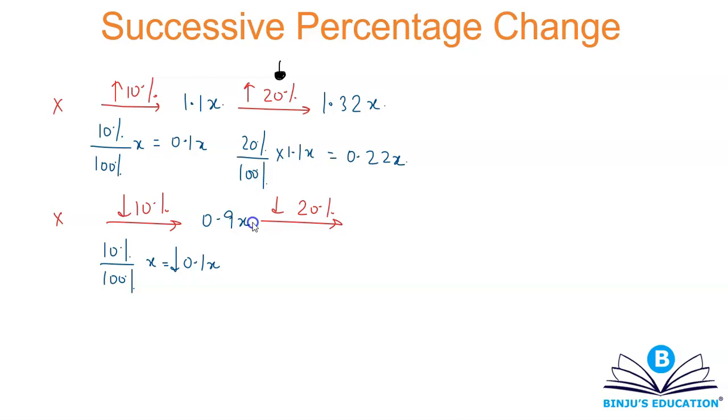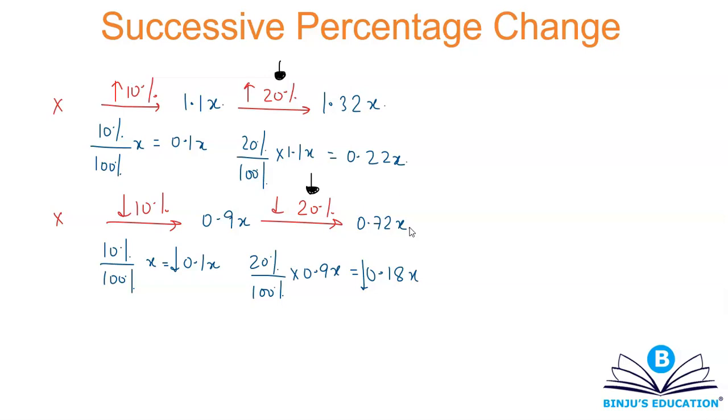Now this 20% decrement will be on 0.9x, it will not be on x. So if you are decreasing this by 20%, you are decreasing it by 20% by 100% into 0.9x, which is 0.18x. Sorry, 0.18x, not 1.8x, my mistake. So if you are decreasing 0.9x by 0.18x, then this will become 0.72x. And that's your final answer.